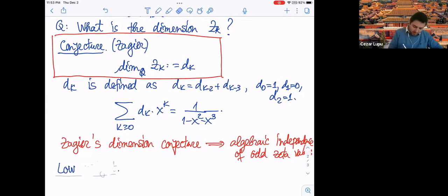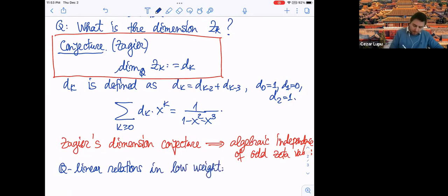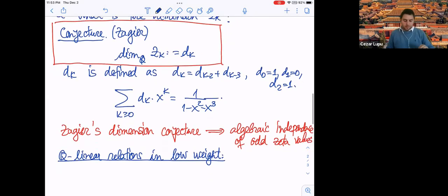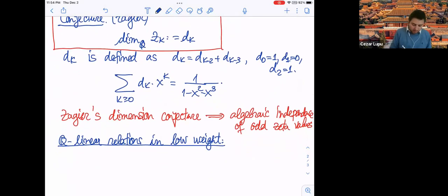Okay, let me write this. So Q-linear relations in low weight. So we would like to see. In low weight, and let's just take, for example, weight 2. So for when R equals 2, right? In weight, K equals 2, sorry, not R. K equals 2.